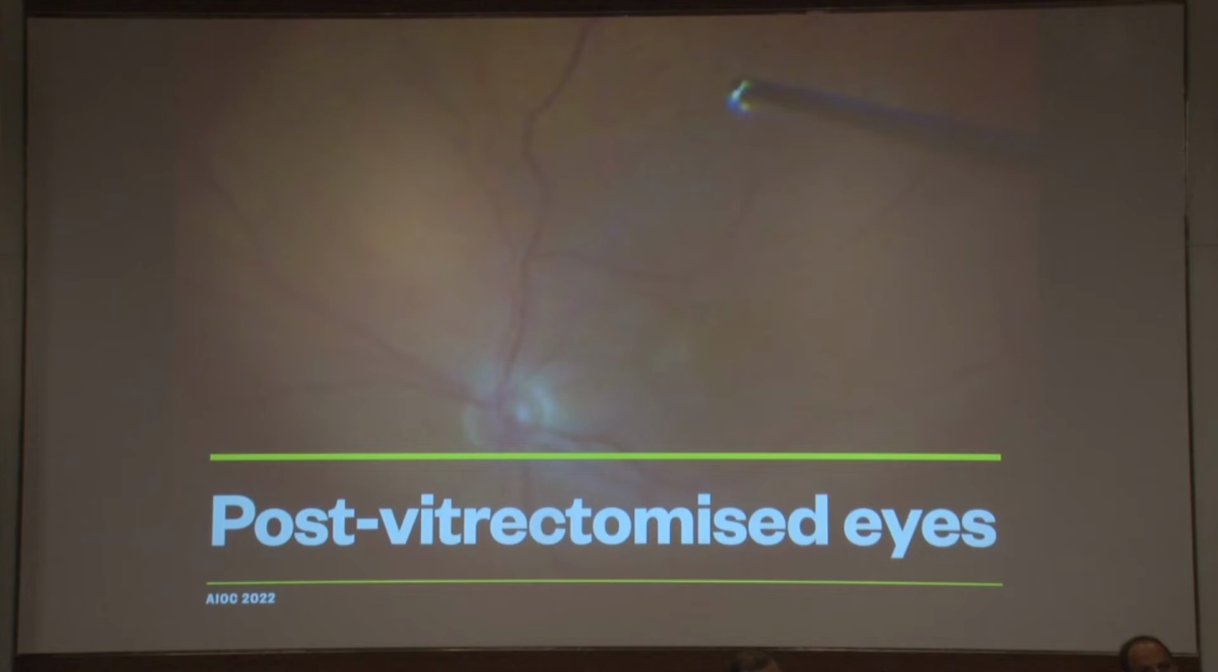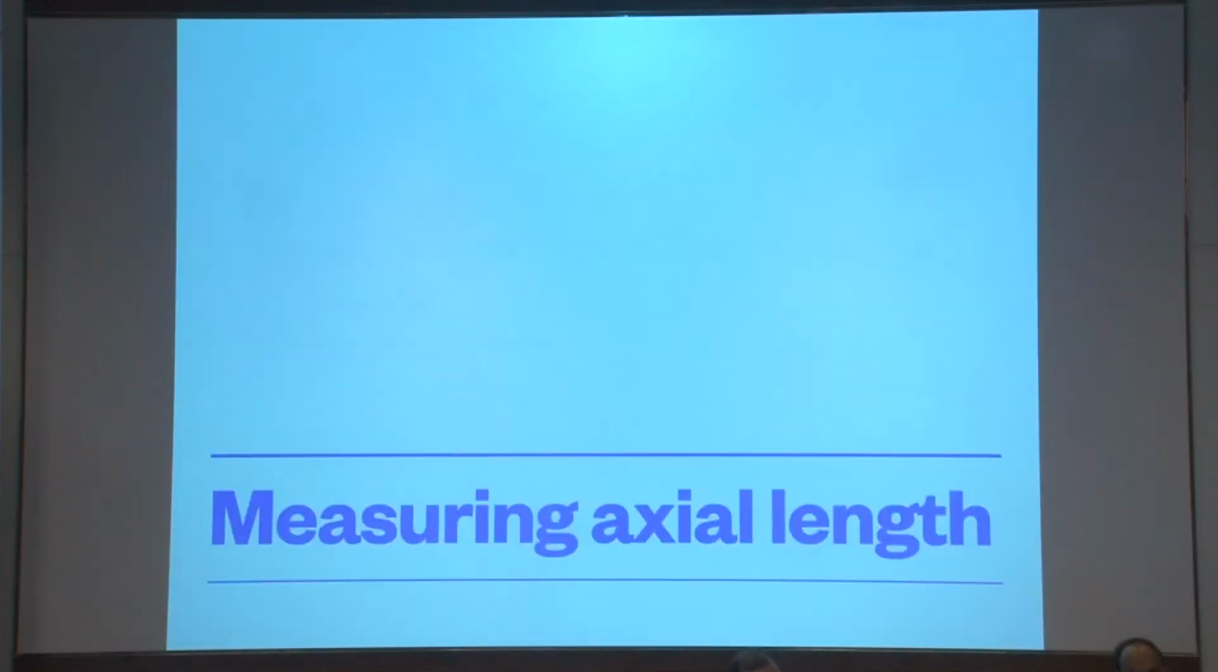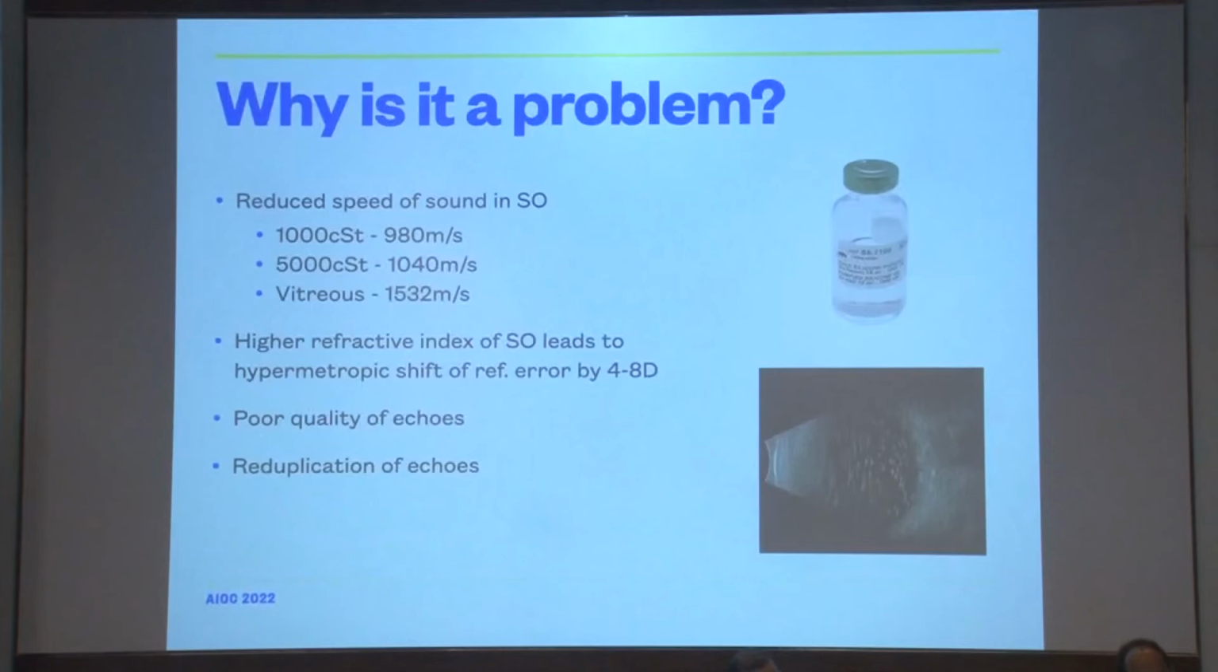What's the problem with post-vitrectomized eyes? It is essentially about silicone oil. So how do we get the correct axial length measurement in silicone oil filled eyes? What about getting the correct IOL power? And the third and last part is choosing an appropriate IOL material in silicone oil filled eyes. Again, let's talk about each one at length. So why is silicone oil a problem?